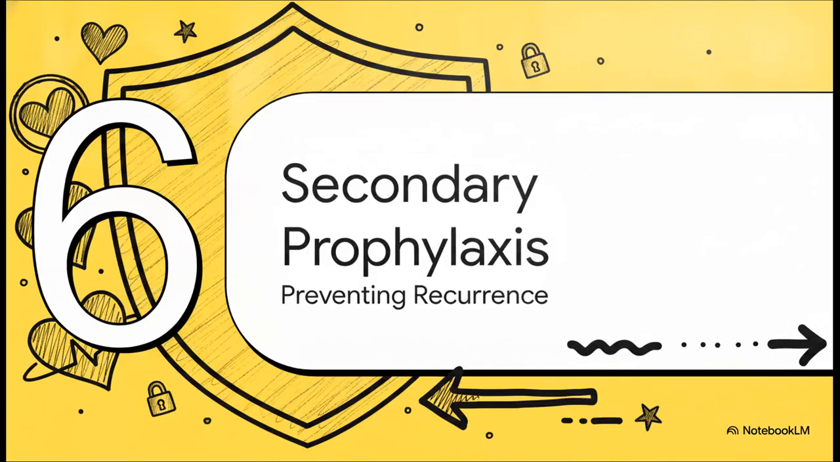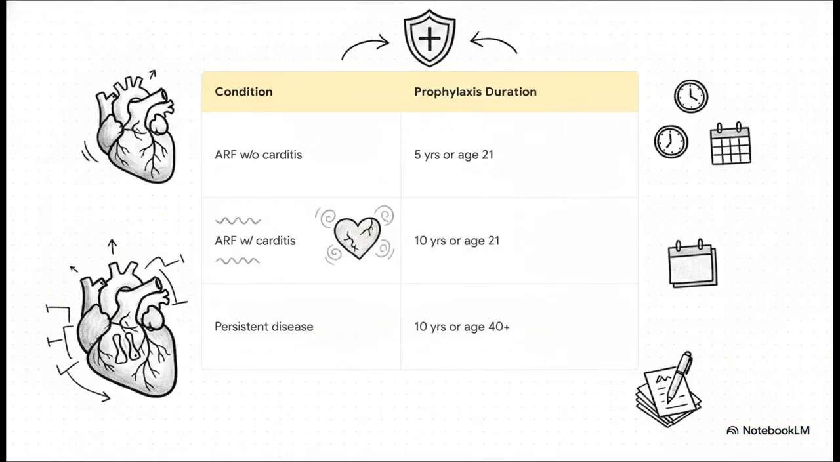Section 6. Secondary prophylaxis. Once we've managed the acute episode, our focus has to immediately shift to secondary prophylaxis. We have to prevent the recurrent attacks that drive that progression into chronic heart disease. The American Heart Association has standard guidelines for secondary penicillin prophylaxis, and they scale directly based on how severe the cardiac involvement was. It's essentially a rule of threes.